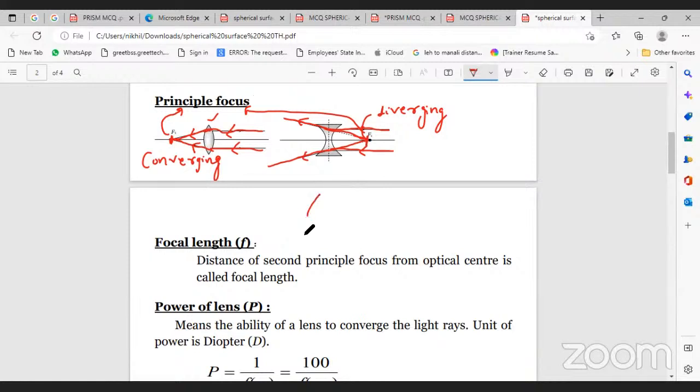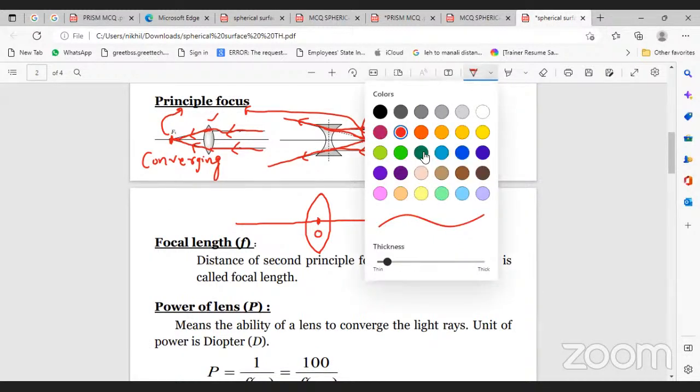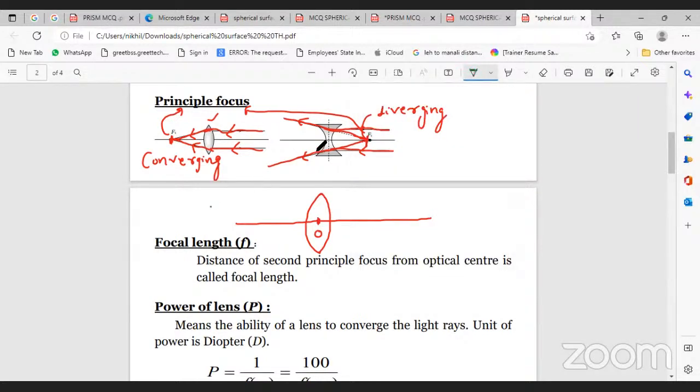Look at one more diagram. Can you tell me what type of lens it is? Convex. What is this point called? O. What is O? The optic center. If I make parallel rays incident, what will happen?